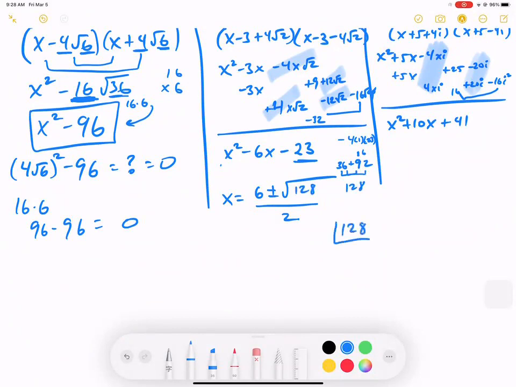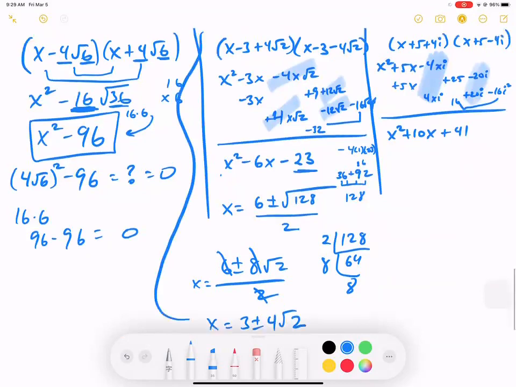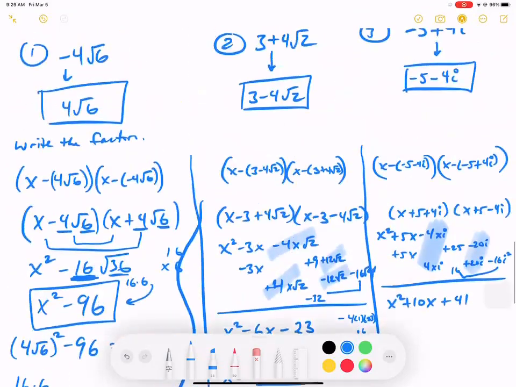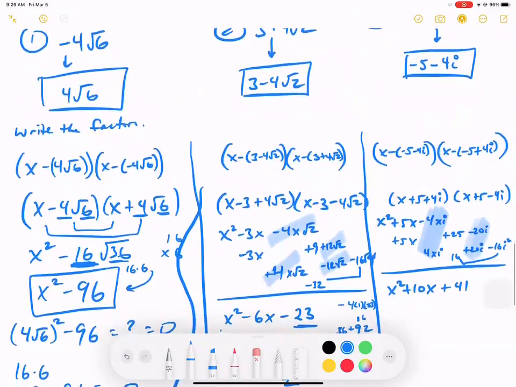Let's take the square root of 128. It's 2, 64, and then we have 8 and 8. So it's 6 plus and minus 8 square root of 2 all over 2. We can divide the 6 and 8 by 2, and we end up with x is equal to 3 plus and minus 4 square root of 2. And that's back to our answer way up here. Right? 3 plus 4 square root of 2. So being able to go forward and backwards.